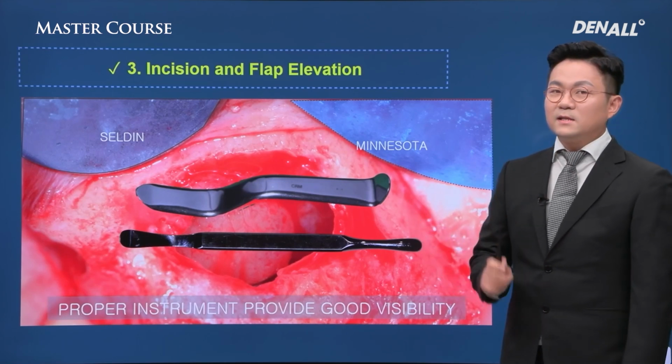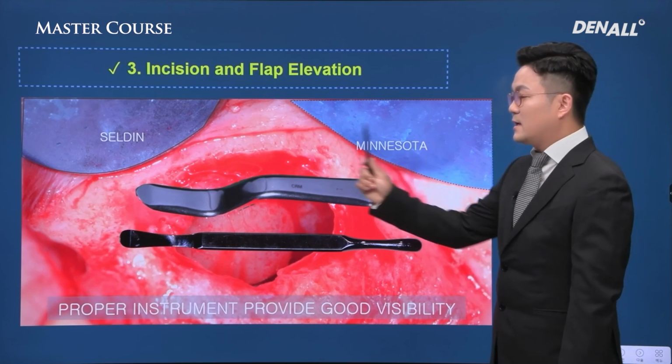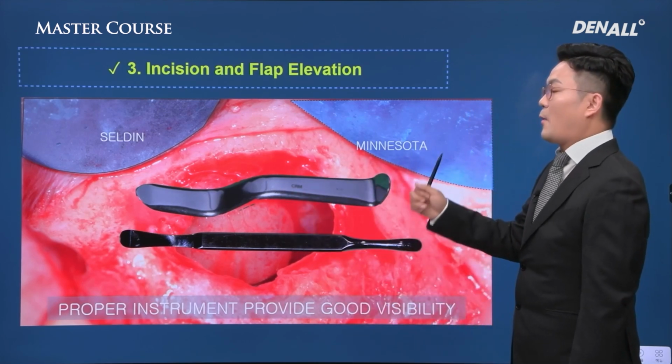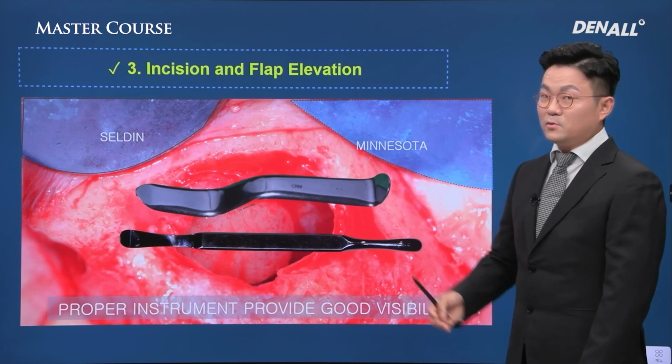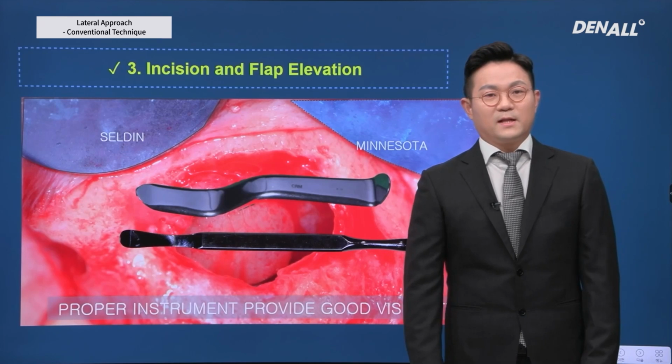Sometimes you use too small an instrument, but after opening the flap, the Minnesota and Seldin retractors need to be used so that there will be sufficient dissection, and this is much better for good visibility.